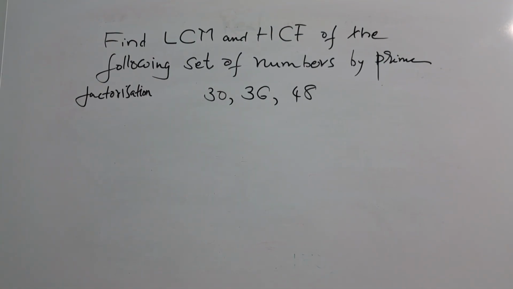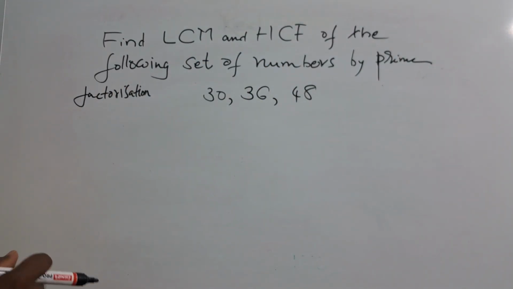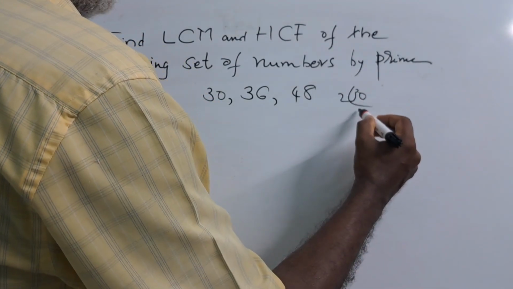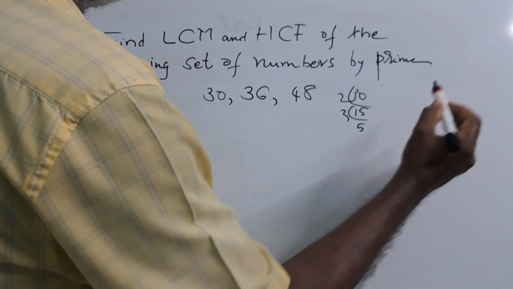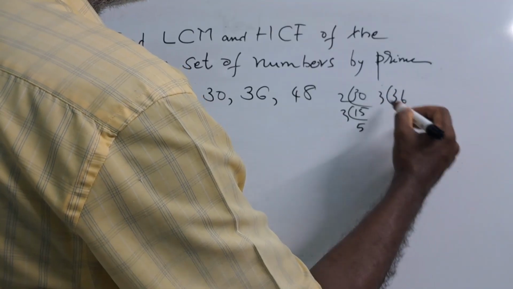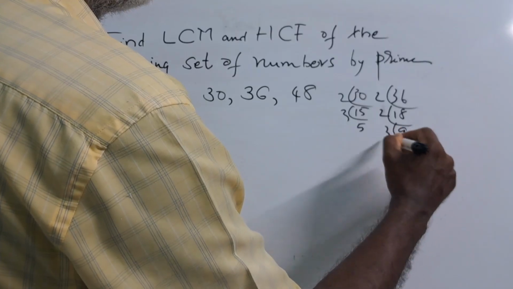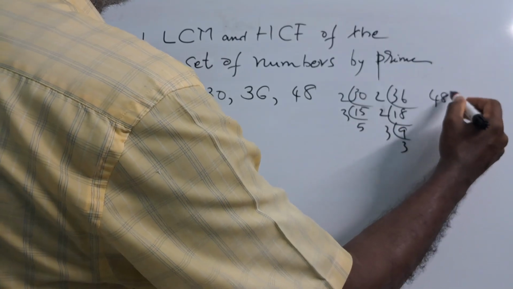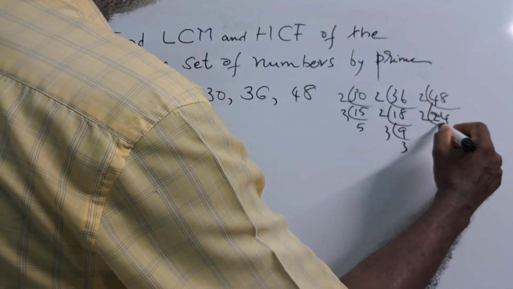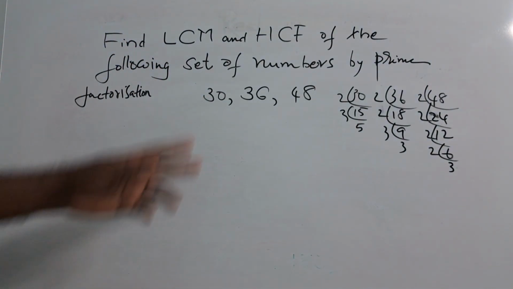Let's see one more example: 30, 36 and 48. We need to find the LCM and the HCF of the numbers. Let's factorize 30 by 2, you get 15, by 3, 5. 36 by 2, you get 18. Again by 2, you get 9, 3 and 3. 48 by 2, 24. Again by 2, 12. Again by 2, 6. Again by 2, 3.